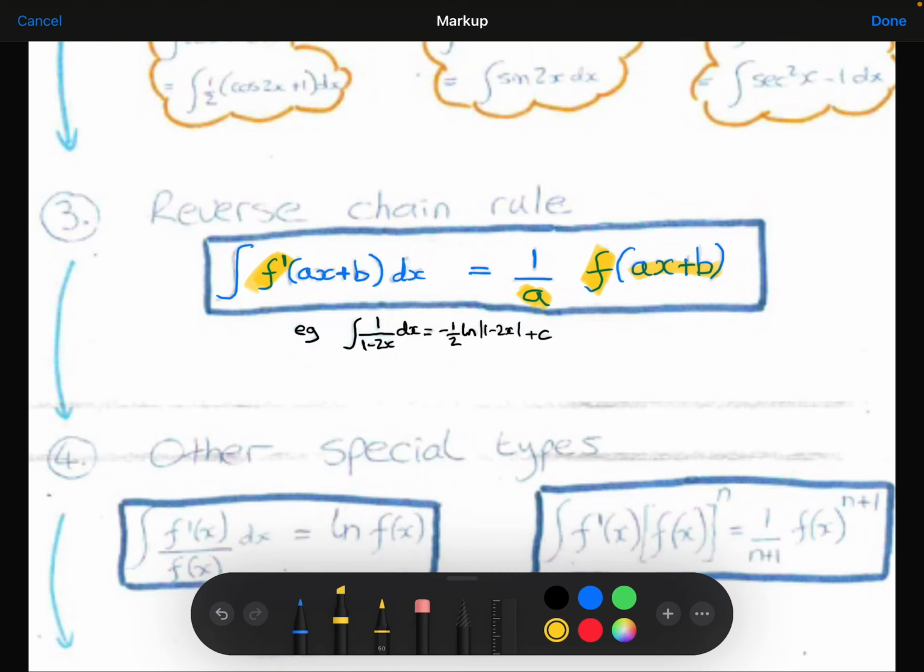So you can see in this example here, the outside function is 1 over, and I know I can integrate 1 over with an ln. So I can integrate the 1 over function to be ln of (1 minus 2x). And then I just have to remember to divide by minus 2. That's the a in this case, minus 2. So dividing by minus 2, that's where the minus 1/2 comes from at the front. So that's the reverse chain rule.